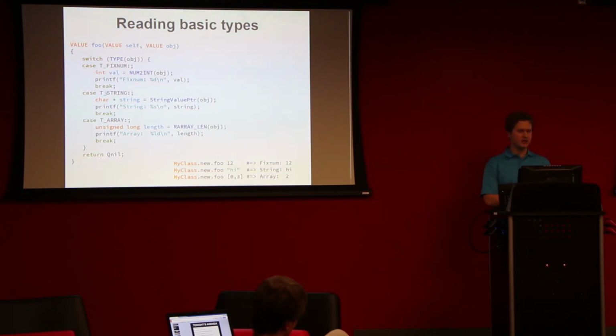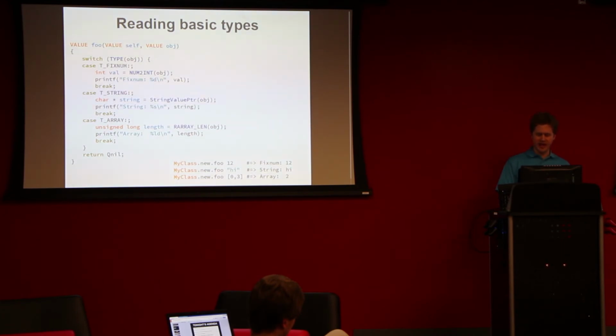Then if it's a string, there's a special function for getting a pointer out of that, because in Ruby, a string is basically a pointer to some data and a length. We can extract that pointer, deal with it in the C world, and look at what's inside it. We can also figure out if the thing is an array, and use another special macro to get the length. All these things are defined in ruby.h, or in headers included by ruby.h. And there is some pretty decent documentation where you can look up these things.